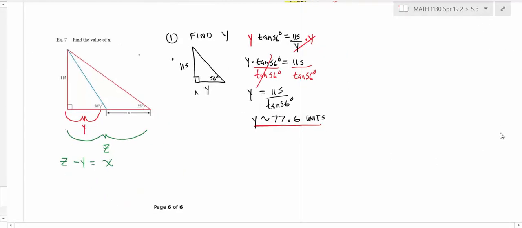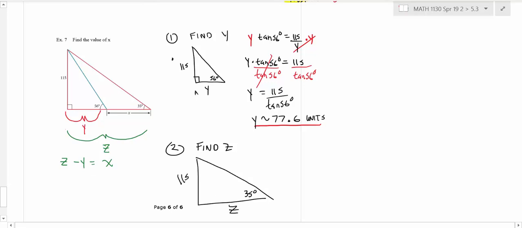The second part of the problem is we need to find what z is. Now we're going to look at the big triangle. The big triangle has a 35-degree angle, a side z, and 115. So it's still going to be the tangent. It's the same concept. We'll say the tangent of 35 degrees equals opposite 115 over z.